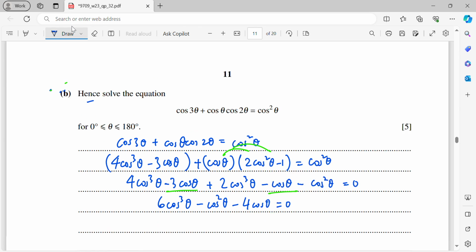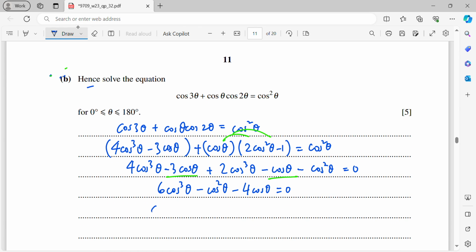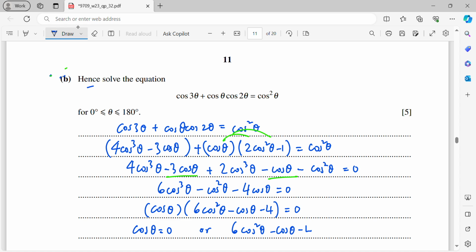So to solve this, the common term is cos theta. I will factorize the cos theta. Then you will get 6 cos squared theta minus cos theta minus 4, then equals 0. Now, when the multiplication of two factors equals 0, it means that one of them must be 0. So now either cos theta equals 0 or 6 cos squared theta minus cos theta minus 4 equals 0.